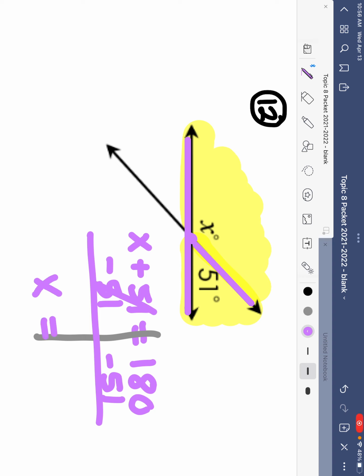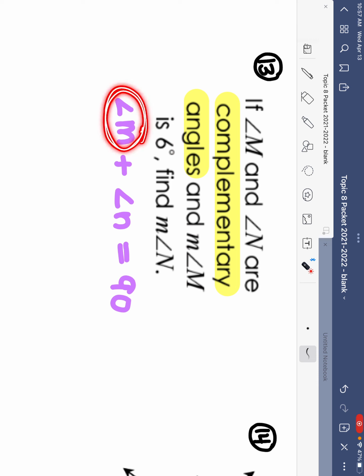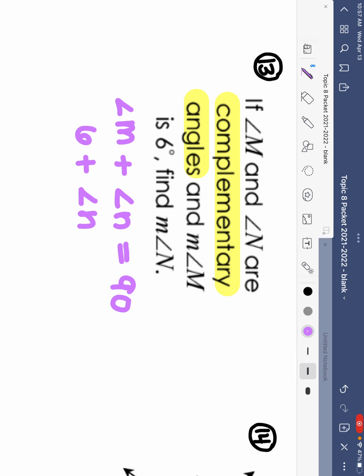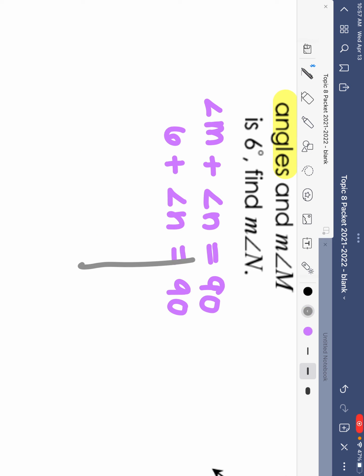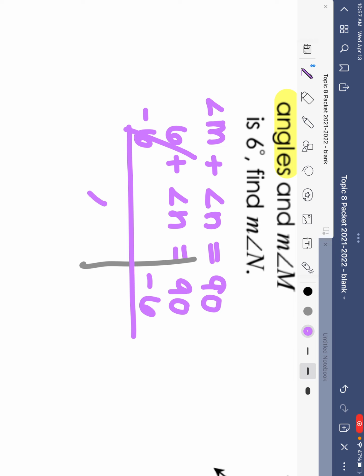Now we're also told that the measure of angle M is 6 degrees. So I'm going to replace measure of angle M with 6. So we have 6 plus the measure of angle N equals 90 degrees. Now we could say that that is our variable x, or we can leave it as is. We can solve it as a normal one-step equation. I know to get angle N by itself, I need to subtract 6 on both sides. My 6's cancel out, and I've got angle N equals 90 minus 6, which is 84 degrees. So the measure of angle N is 84 degrees.